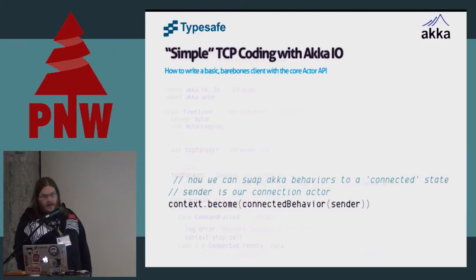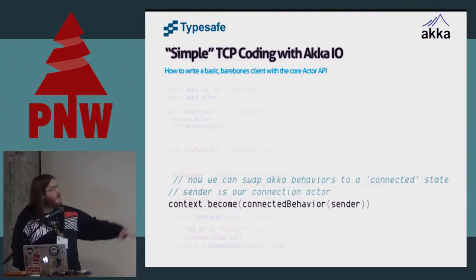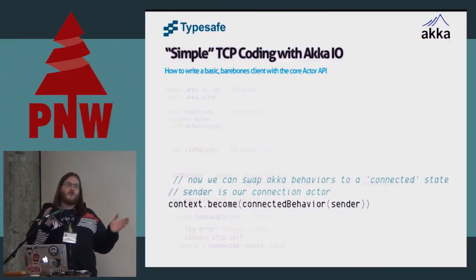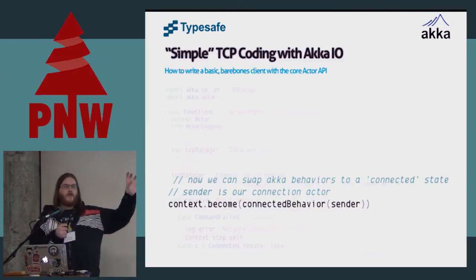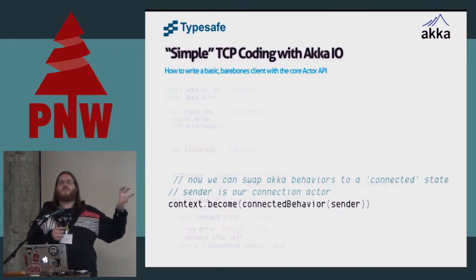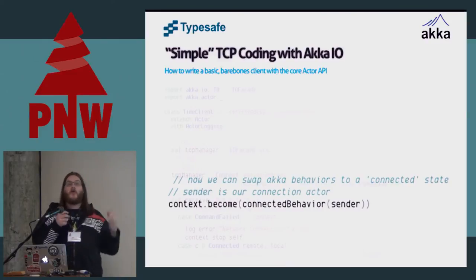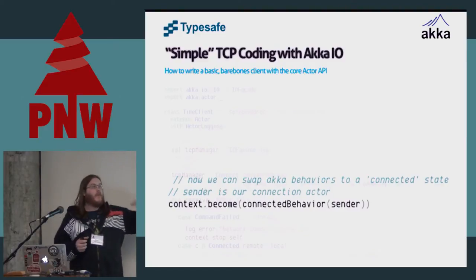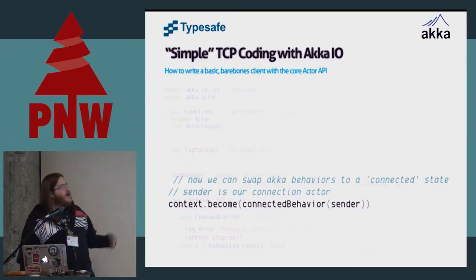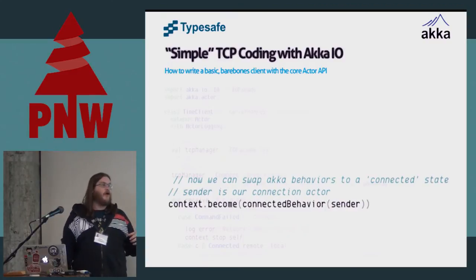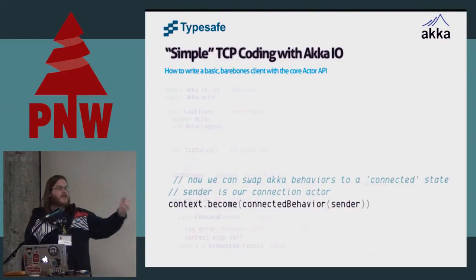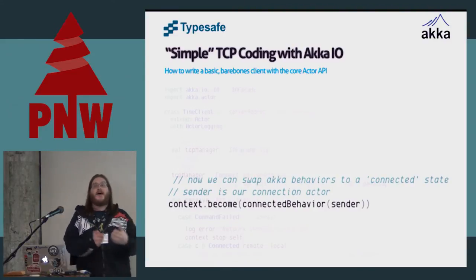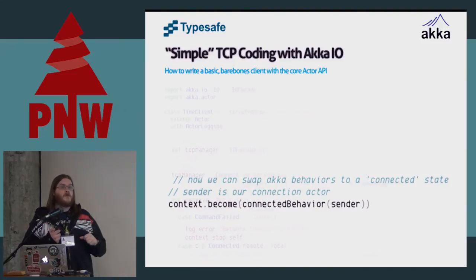In the case where we get Connected back, we can swap our Akka behavior. So in Akka, for those not familiar with it, you can change the receive loop at runtime. You can say, instead of handling things this way, I want you to now use this block of code. And so we don't have the code wired up to handle what would happen when we're connected to the socket by default. We swap over that when we're ready. And in this case, the sender that we got the message from is our now created actor that's managing that connection specifically. So we pass him as a parameter to the connected behavior, set him up and ready to go for, here's your new socket to work with.